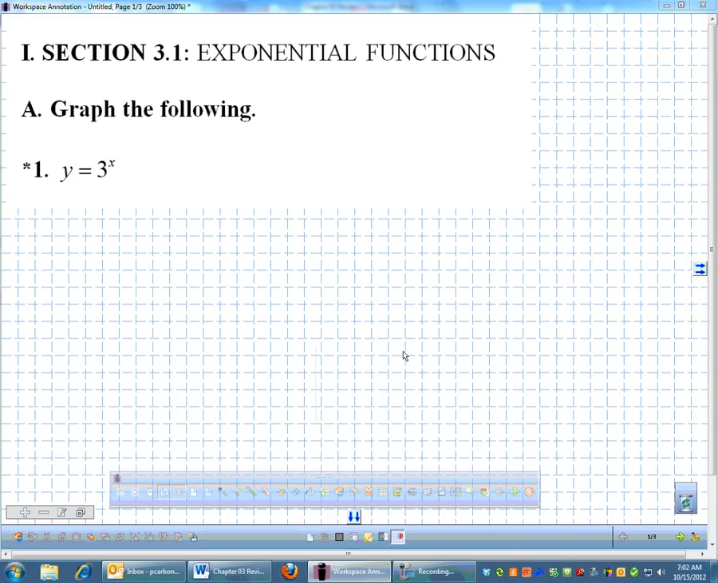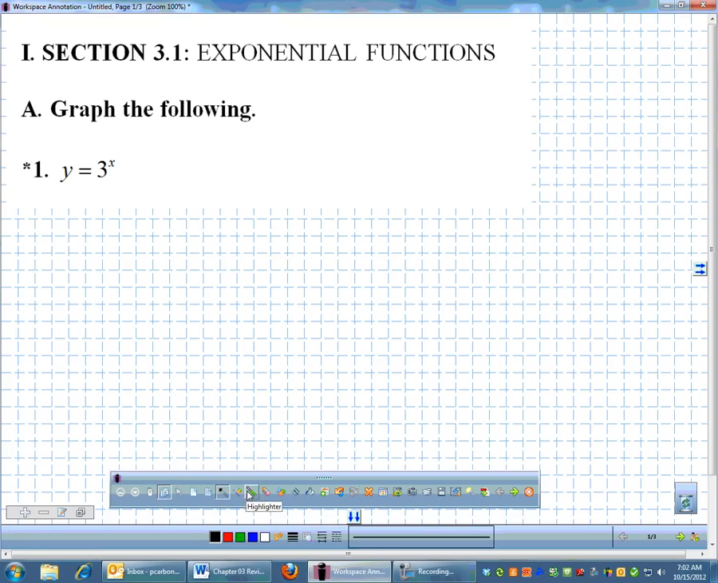Okay, here I'm going to work out the review for you. The first section is graphing. These are non-calculator questions. Starting off with a fairly straightforward graph. Y equals 3 to the x.